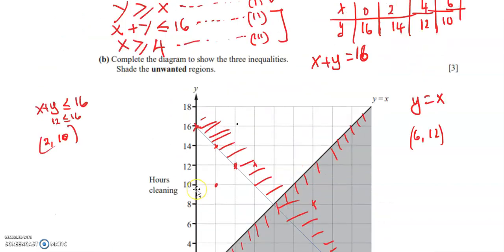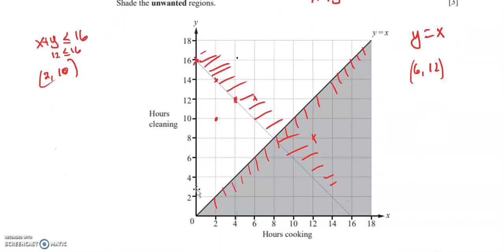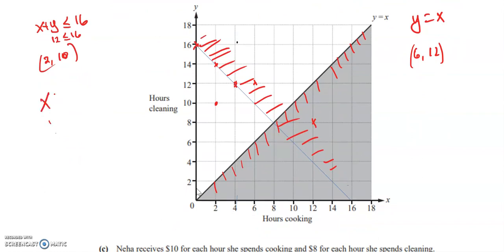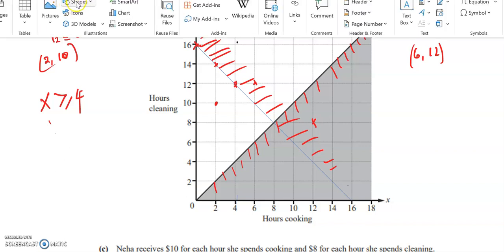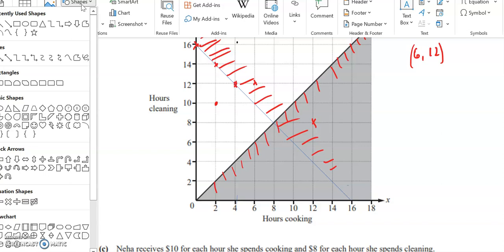And then finally, you go to the final inequality, which means that x is equal to or greater than 4. So you go to the line x equals 4. And by the way, the reason why this line is continuous is because of the equal sign. It is less than or equal to 16. This one is also greater than or equal to 4. So the line also must be continuous. So you also do a continuous line here. x is equal to 4 is here. So you draw a continuous line.